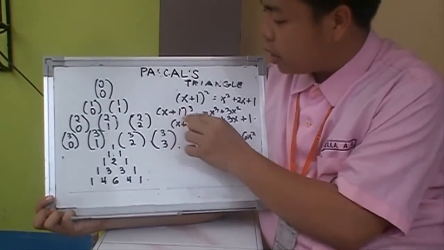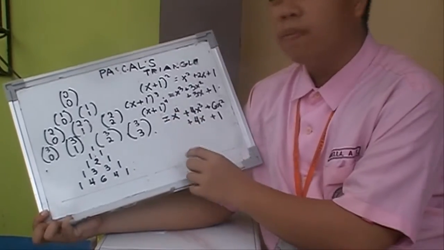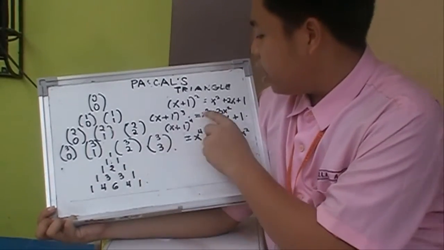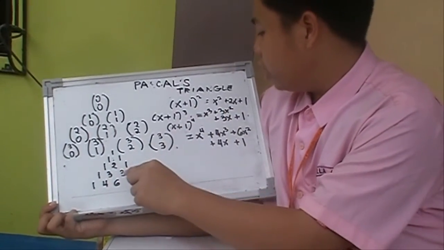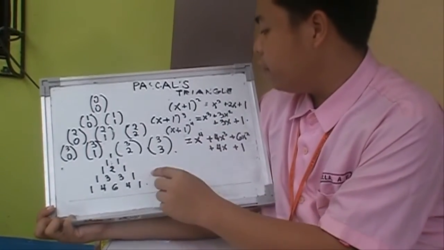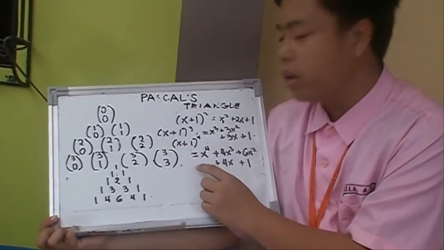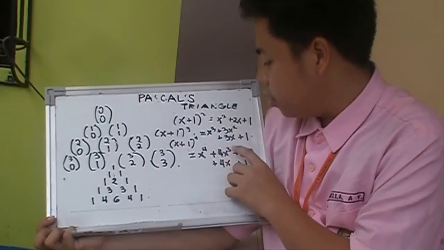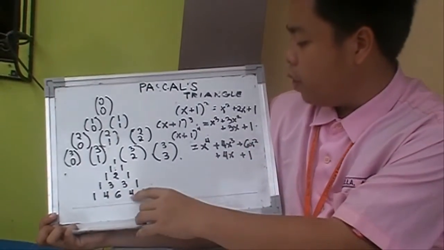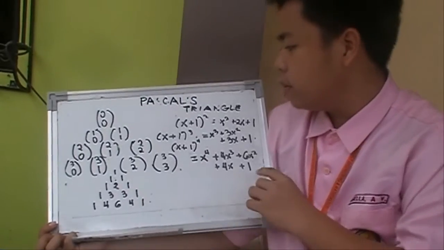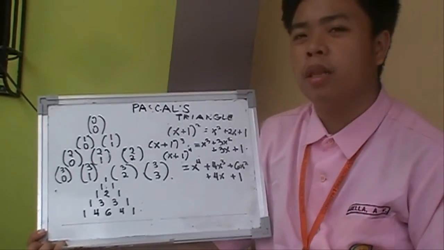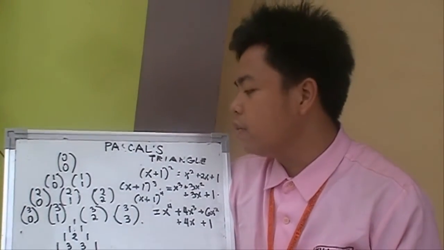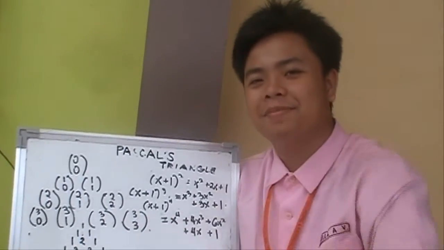And for the next, x plus 1 quantity cubed. Instead of solving for the n choose k, you can just base it from here: 1 x cubed, 3 x squared, 3 x, 1. And for the final test, x plus 1 quantity raised to 4. So 1 times x raised to 4, 4 times x cubed, 6 times x squared, 4 times x, and finally 1 times 1. Therefore, it proves the statement that Pascal's triangle can be used to easily solve for the binomial expansion. And that's all for today. Thank you for listening, and good luck.